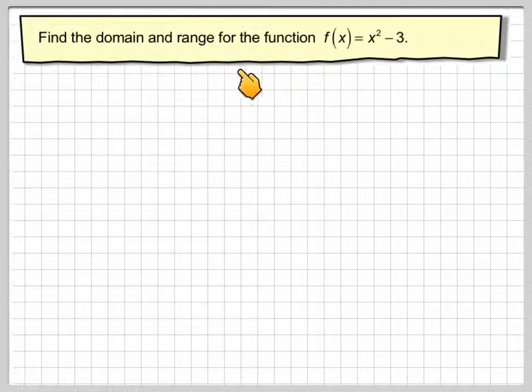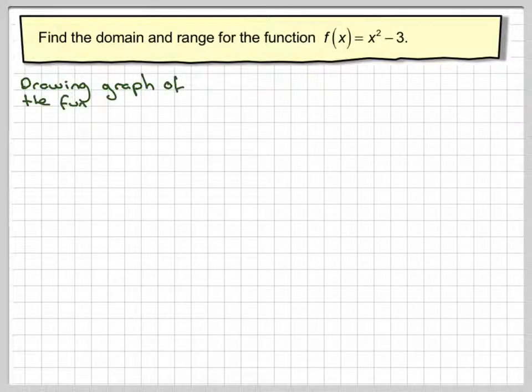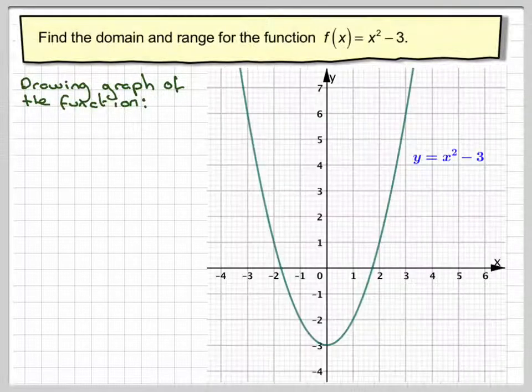Find the domain and the range for the function f of x is equal to x squared minus 3. Right, if you draw a graph of the function, it will look like this. It's a quadratic, and it will go through the point minus 3 because it's x squared minus 3. So it's like x squared but moved down 3 units.